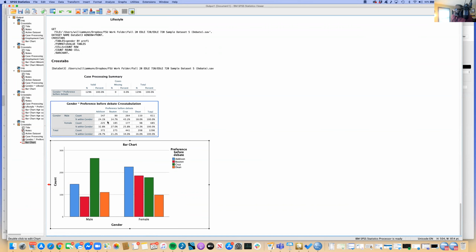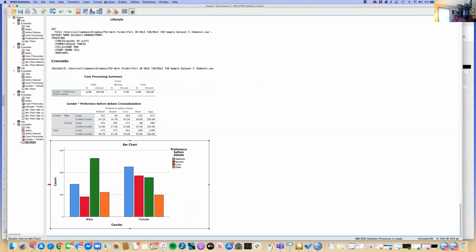And this is reflected here in the numbers. I won't insult your intelligence. We see that we have slightly more female respondents. How many respondents do we have that were female? 685. And male? 611. Right. But still, how many males preferred Cruz before the debate? 264. And then for females, Addison was the most popular with 225.